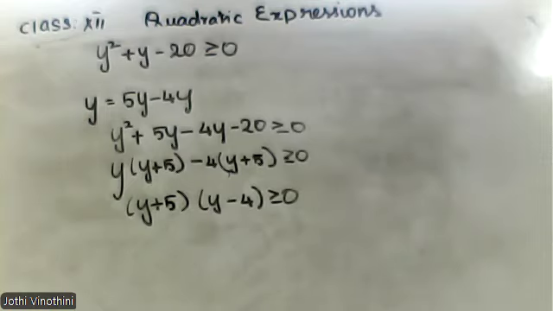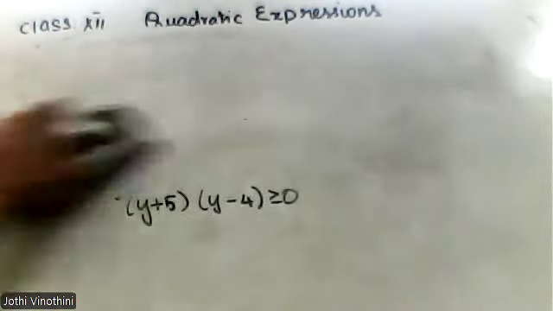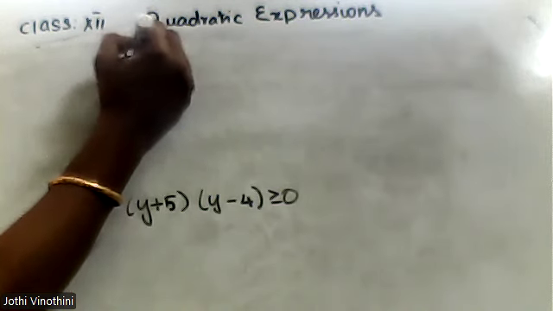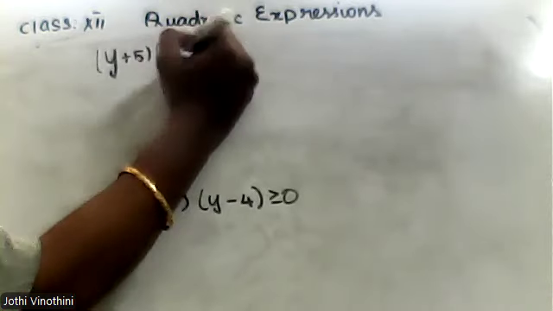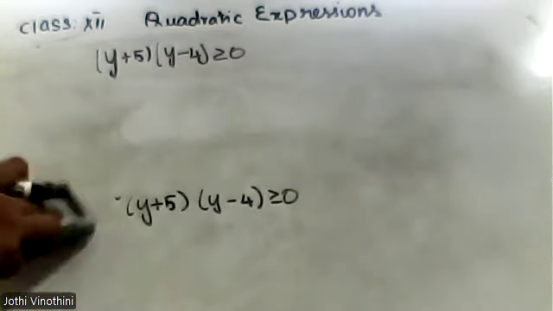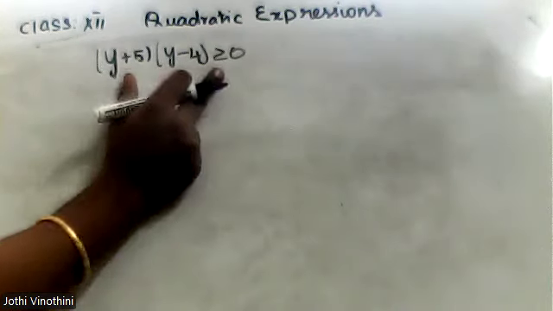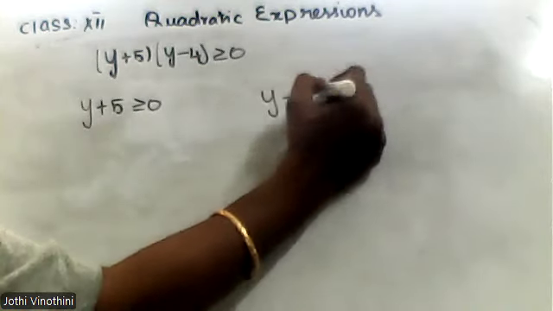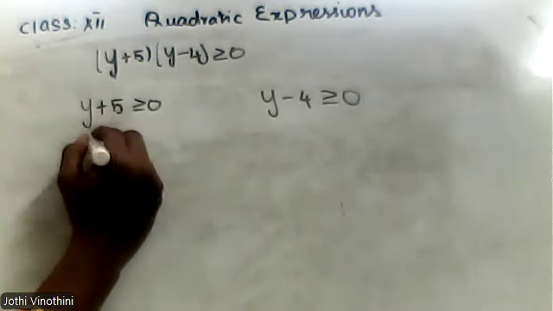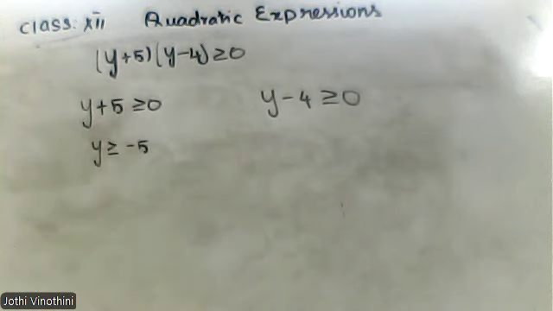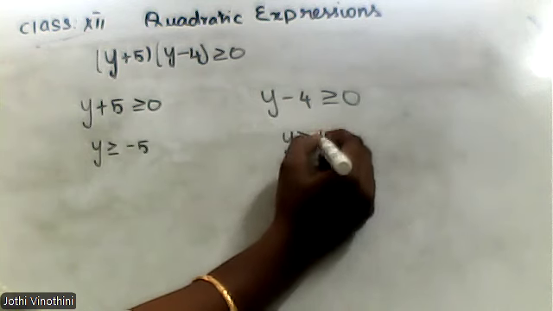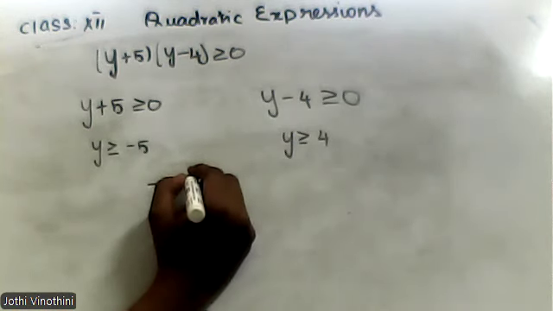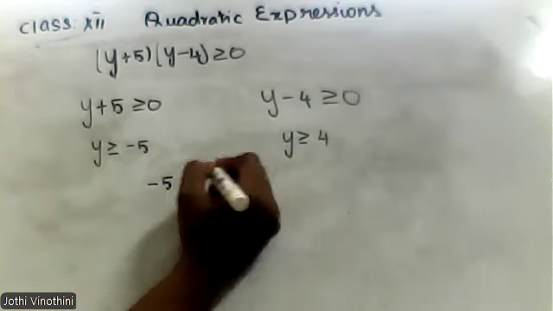Okay, I hope you all copied this one. So what we have is y plus 5 multiplied by y minus 4 greater than or equal to 0. Right? So I am going to separately equate this: y plus 5 greater than or equal to 0, similarly y minus 4 greater than or equal to 0. So I am going to take this 5 to that side, so it will become y greater than or equal to minus 5. Similarly, y greater than or equal to 4. Which is the least term? Minus 5. So I am going to write minus 5 less than or equal to y.